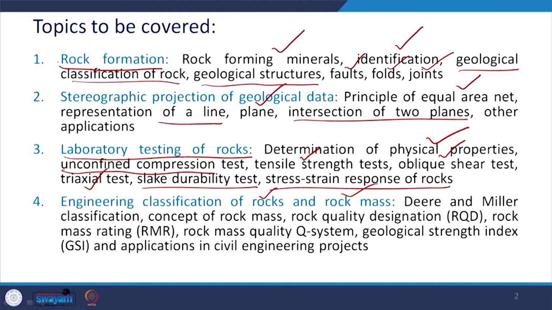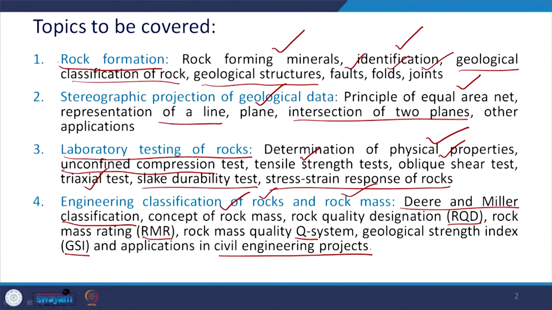And then we will have the classification system for intact rock, that is the Deere and Miller classification. Then we will learn something about rock mass, and some of the classification systems related to rock mass: rock quality designation RQD, rock mass rating RMR, rock mass quality, that is the Q system, and the geological strength index system, that is GSI. Then we will see the applications of these classification systems in various civil engineering projects.